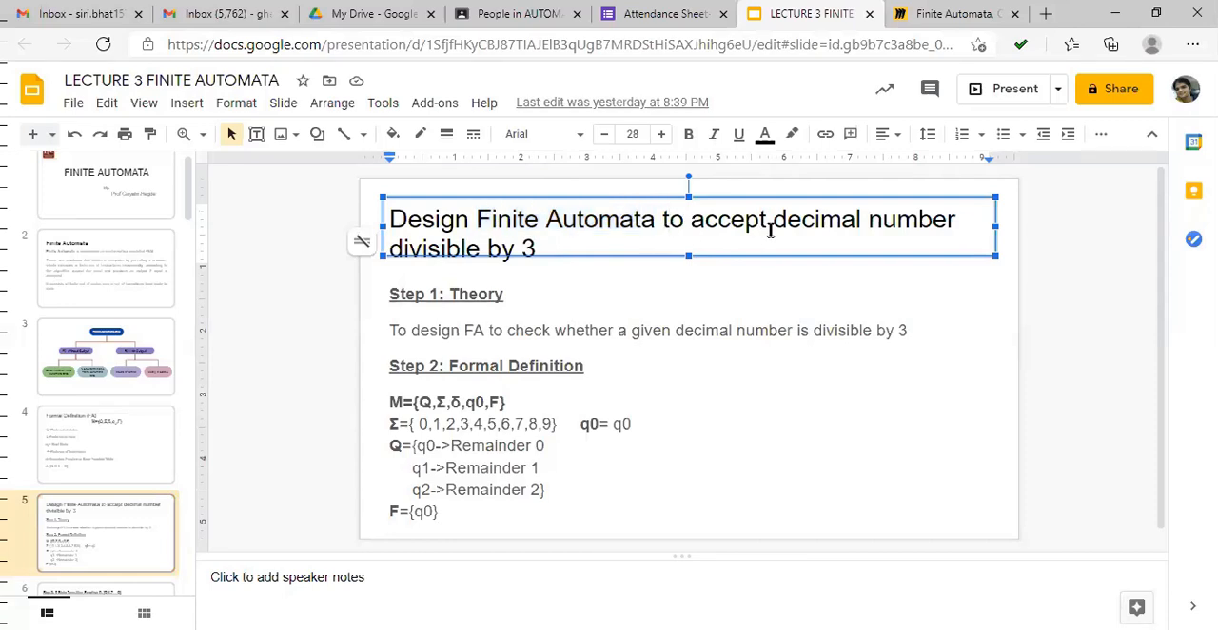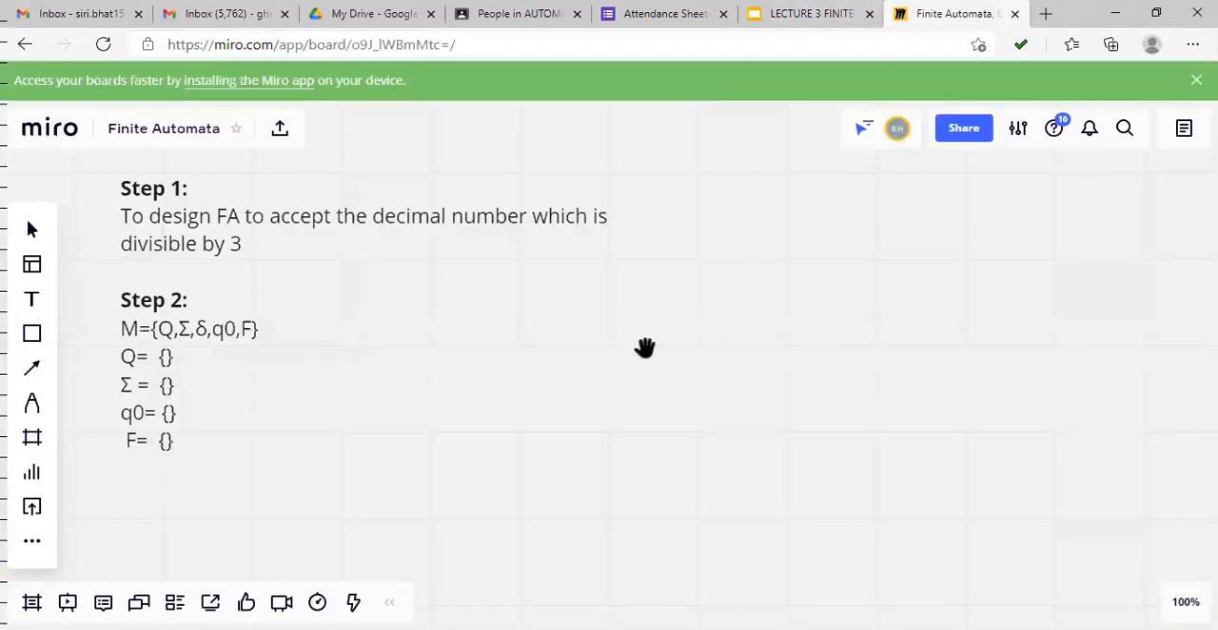The next thing they have given here is that the input is a decimal number, right? To accept a decimal number. So what is the meaning of that? The meaning is we have to give the input as a decimal number. And what should the machine do? Once any decimal number is given, it has to check whether this number is divisible by 3 or not. Is the problem statement clear, students? Are you understanding what I'm teaching? Fine, so we'll start solving it.